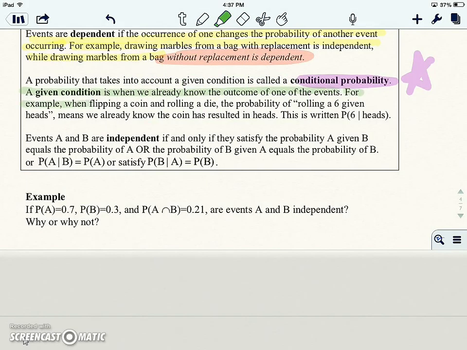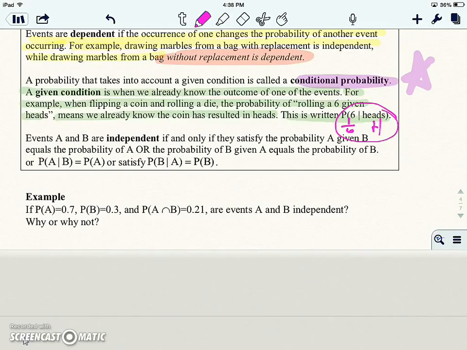For example, when flipping a coin and rolling a die, the probability of rolling a 6 given heads means we already know the coin has resulted in heads. This is written as 6 given heads. So we flipped a coin, we got heads. Now what's the probability of getting a 6? Well, that's still 1 out of 6. So these things are independent. Nothing changes.